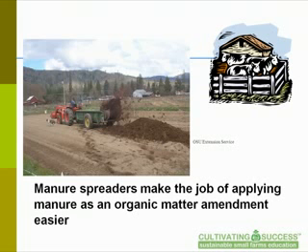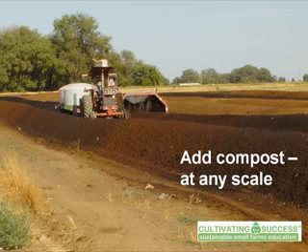Tillage. The more we till, the more air, the more the aggregates break up, and the faster organic matter decomposes. So those are two ways of minimizing the loss of organic matter.